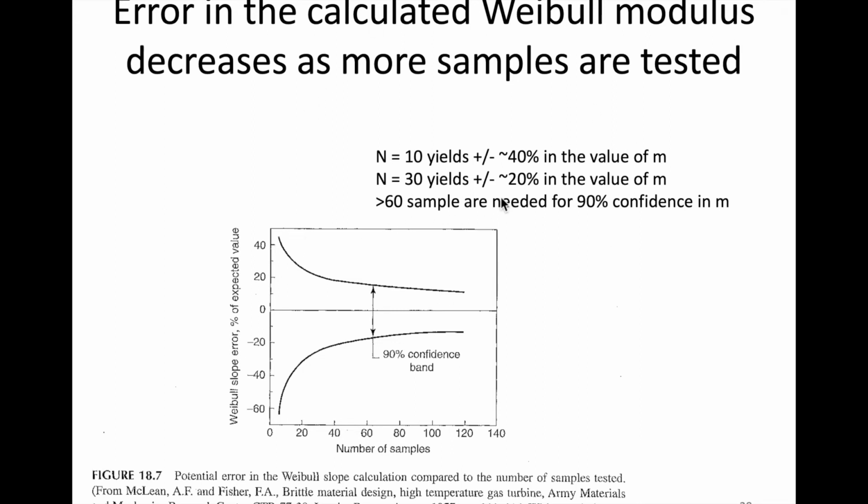So in the lab, we always set 30 as our minimum. And so this gives you an approximate error value in the calculated modulus.